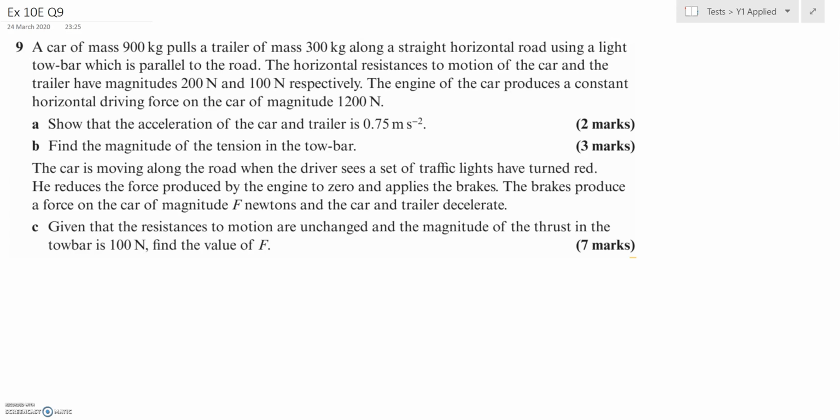Okay, so this is a 10E question number 9. A car of mass 900 kilograms pulls a trailer of mass 300 kilograms along a straight horizontal road using a light tow bar, which is parallel to the road. The horizontal resistances to the motion of the car and the trailer have magnitudes 200 newtons and 100 newtons respectively. The engine of the car produces a constant horizontal driving force of magnitude 1200 newtons. Show that the acceleration of the car and trailer is 0.75 meters per second squared.